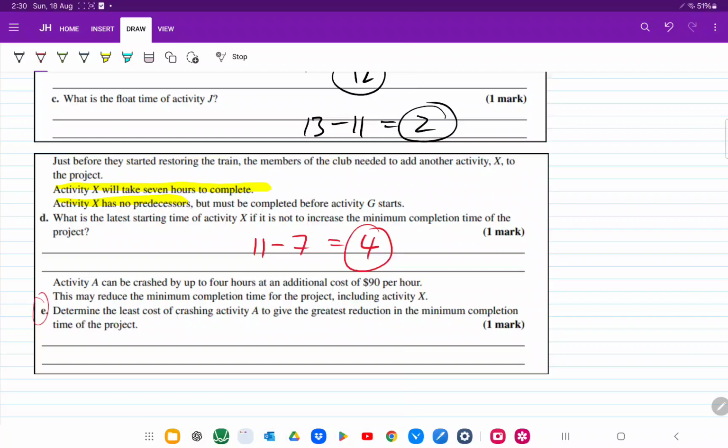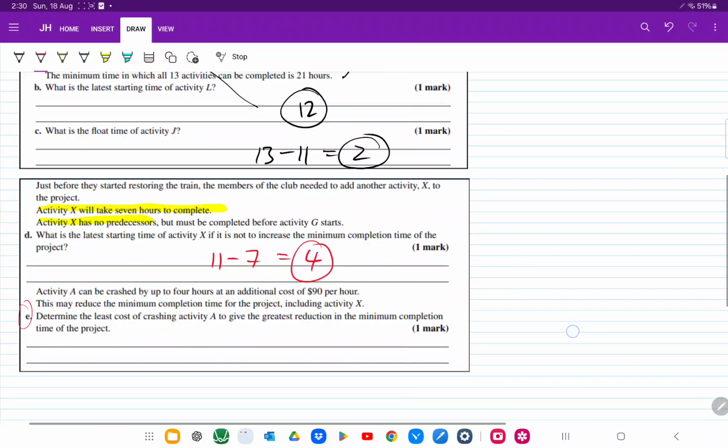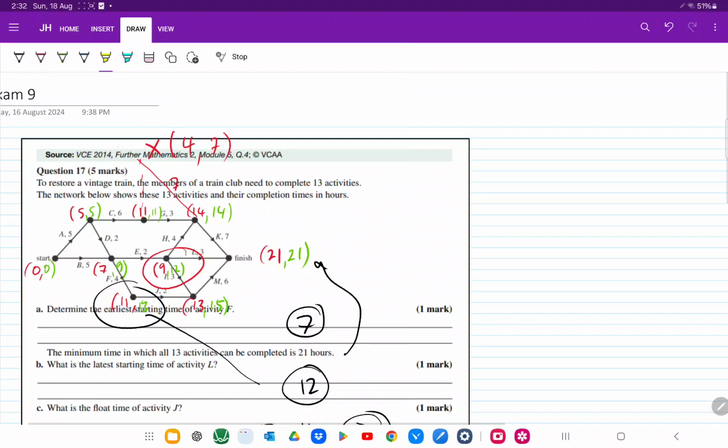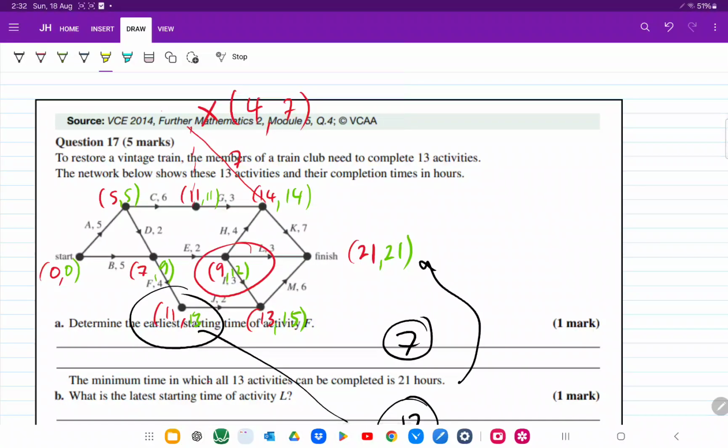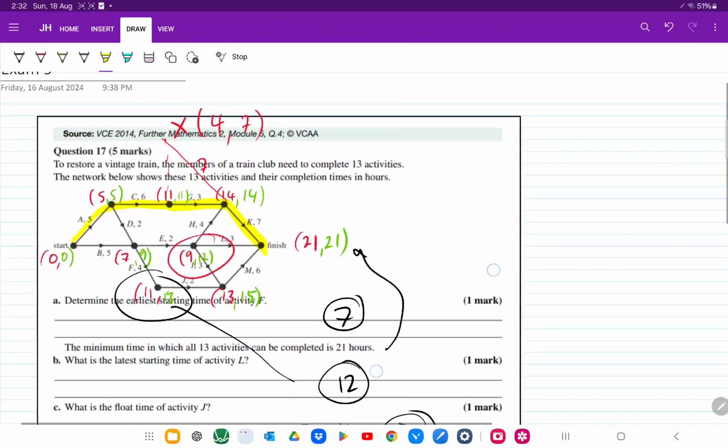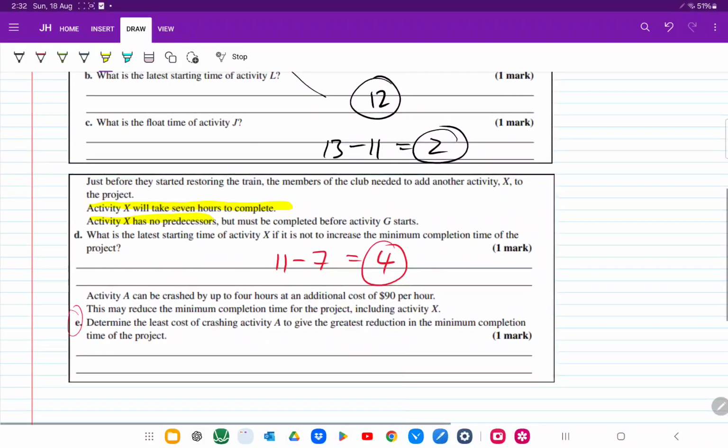Now this question here, E, is a bit of a tricky one, and we need to go through each element. There's a quick way to do it, but let's go through this thoroughly. Alright, so let's investigate what the critical path is in this case. So the critical path is A, C, G, K. And I'm not going to scroll down for this one because we're going to have to do a lot of working for this. So activity A can be crashed by a maximum of 4 hours.